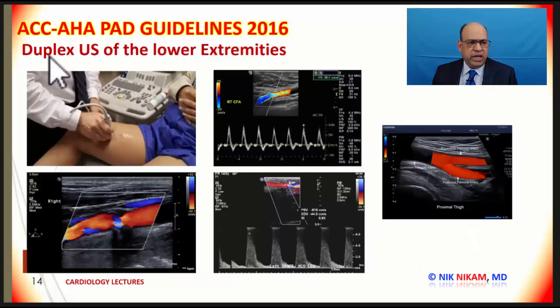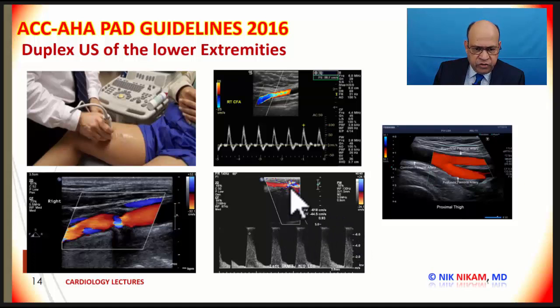Here is an example of a duplex ultrasound of the lower extremities. This is how we record the duplex scan of the femoral, the popliteal, and the tibial arteries below the knee. And this is the ultrasound picture showing the arterial lumen filled with blood. And here we have the pulse wave, which is triphasic, which is supposed to be normal, or a sort of a monophasic wave with high velocities suggesting significant obstruction at any given site.